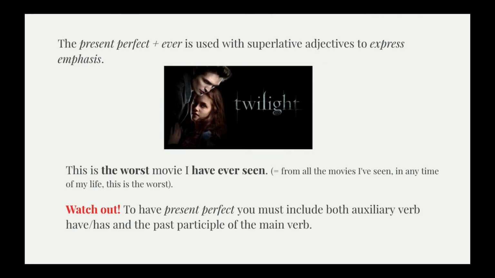What you guys have to remember is that this is a combination of present perfect, ever, and superlative adjectives. So you have to make present perfect. If you use just the auxiliary have or has and ever, it's not present perfect. If you use just ever and a past participle, it's not the present perfect. To have present perfect, you're obligated to include both the auxiliary verb, have or has, depending on the subject, and the past participle of the main verb.